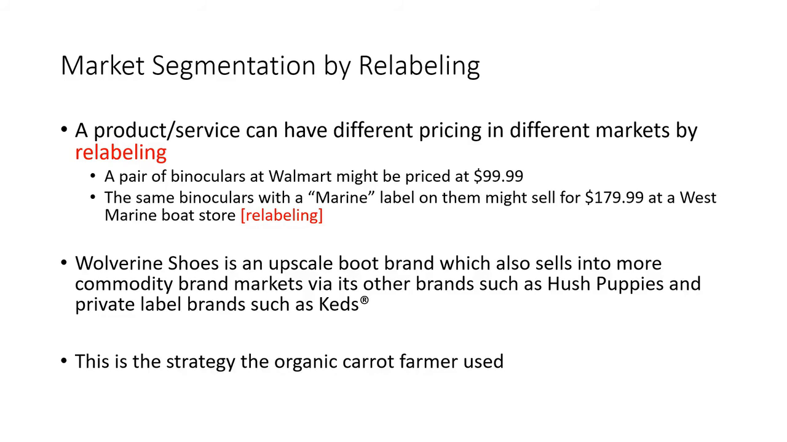In fact, this relabeling strategy is the strategy that the organic carrot farmer used in our previous video. He sold most of his carrots with an organic label on them for folks who actually wanted and valued organic carrots. But then he took that label off for carrots that he sold into the ordinary everyday carrot market at a lower price. And so by this selective labeling of what essentially are the same carrots, he was able to support a different pricing level in those two market segments.